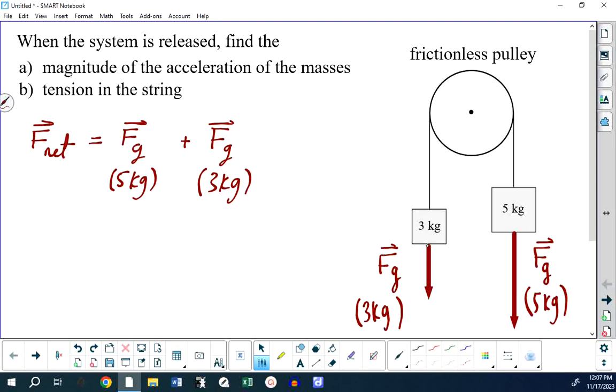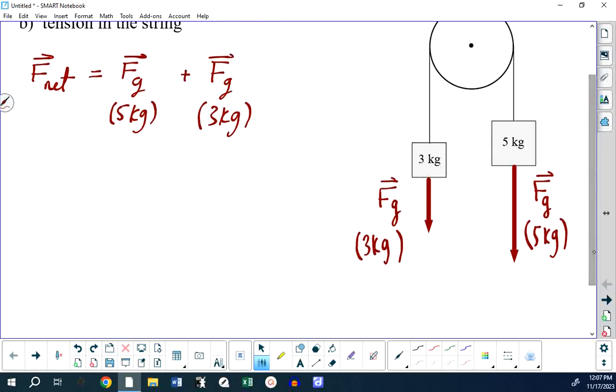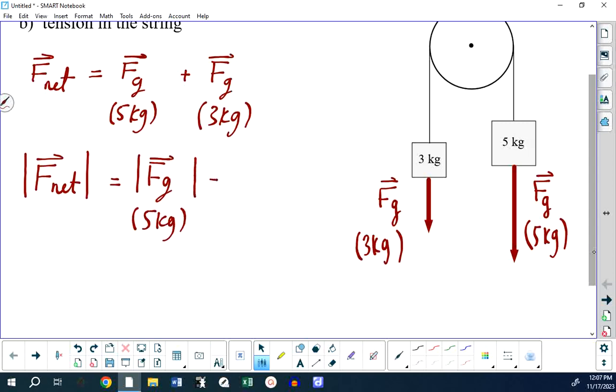And as a result of that, these two forces oppose each other, and when you add two forces that are in opposition, you add them by taking the larger magnitude and subtracting the smaller magnitude. So what we're going to do here is now adjust this and say the magnitude of the net force is going to be equal to the magnitude of the force due to gravity on the 5 kilogram mass minus the magnitude of the force due to gravity acting on the 3 kilogram mass.